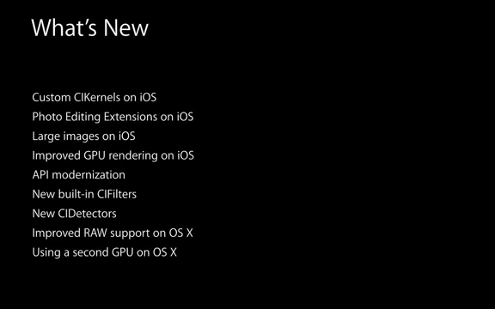What I want to talk about today is what's new in Core Image this year, and we have a lot to talk about. We have a bunch of new things on iOS. For example, we have our most requested feature, which is custom CI kernels. We also like to talk about how you can do photo editing extensions using Core Image, and also how we can now support large images on iOS. We also have made some improvements to how the GPU renderer is used. We also have some API modernization. We have some new built-in filters. We have some new CI detectors. And then last, I'm going to talk about some new things that we have on the Mac OS X side, improved RAW support, and how to use a second GPU.